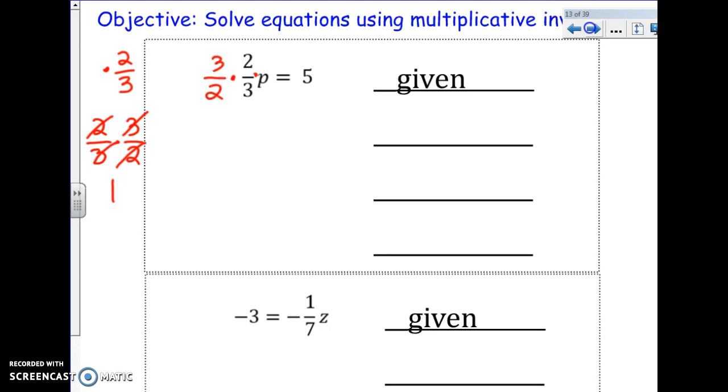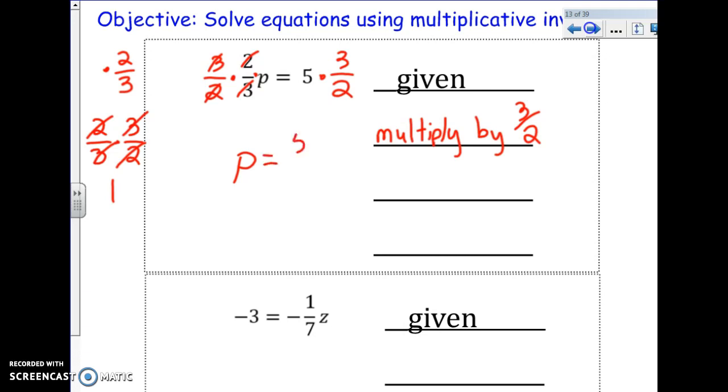All right, what can be tricky is on the other side, you also want to multiply it by the same fraction. So I multiplied both sides by 3/2. Again, whatever you do to one side of the equation, you have to do the exact same thing to the other side of the equation. So then my 3's cancel, my 2's cancel, and I'm just left with the p that I want.